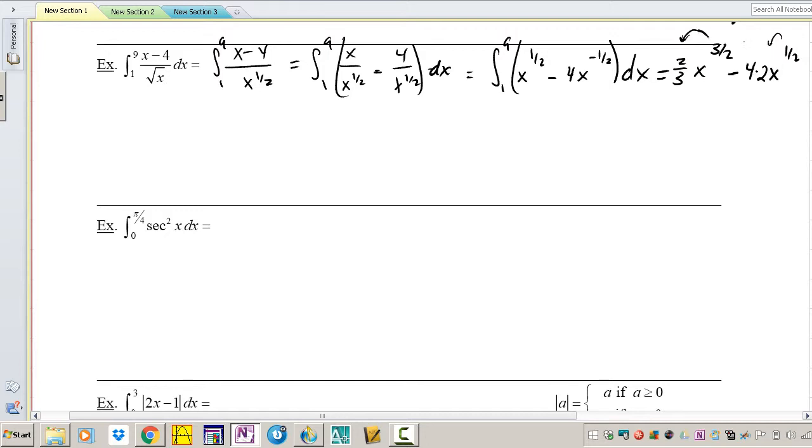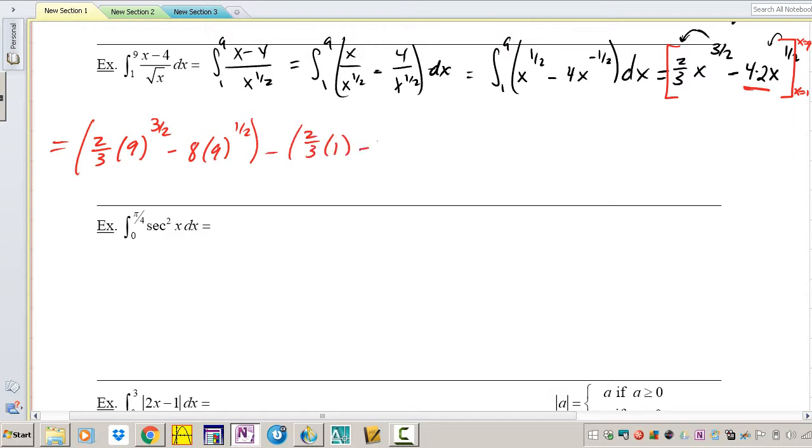And then we're going to apply the upper and lower bounds, so I'm squeezing it in here, and I'm going to do this in red. Upper and lower: x is equal to 1, x is equal to 9. So let's do that next, space over here. It's going to be 2/3 times 9 to the 3/2, minus 4 times 2 is 8, times 9 to the 1/2, minus 2/3 times 1 minus 8 times 1, to the 3/2 and then 1/2 over here.